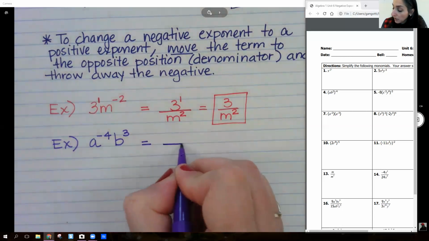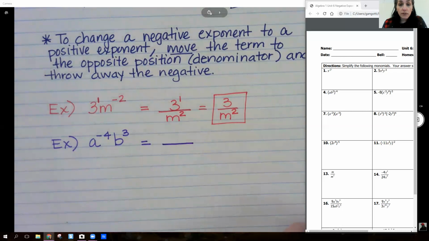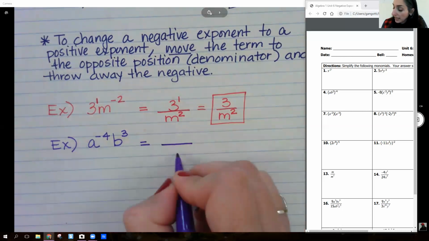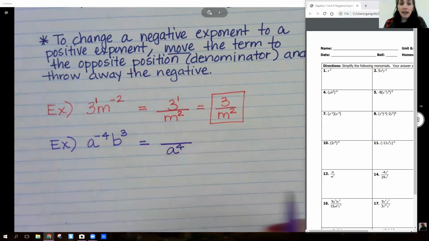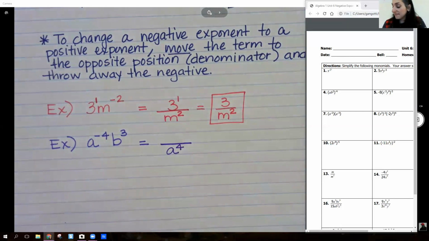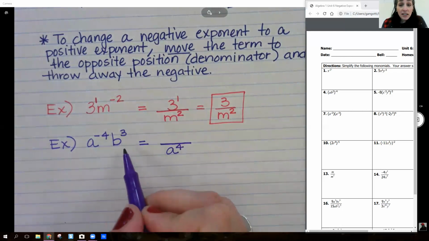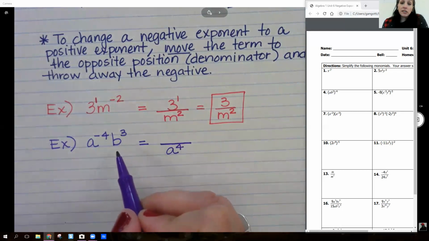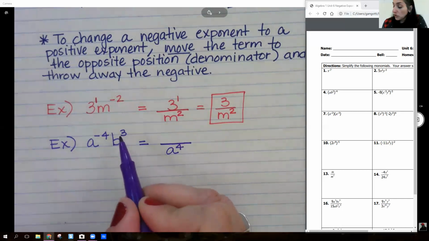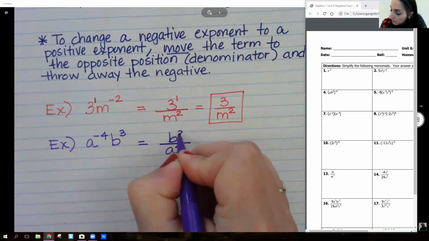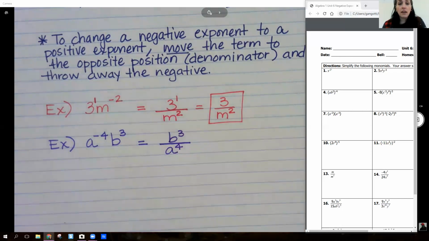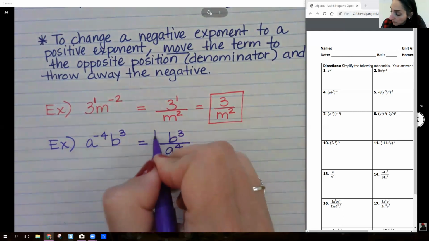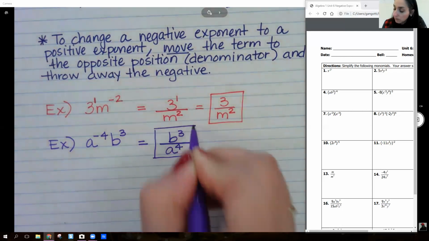So you're going to make a fraction bar. You're going to have a lot of fraction answers in this one. And you're going to move the a to the fourth down into the denominator and throw away the negative. The b to the third power is fine because it doesn't have a negative exponent. So you just rewrite that and it goes in the top. Okay? The only things that go down into the denominator are the ones that have negative exponents. Everything else just stays right along the top. And that's your answer. Okay.